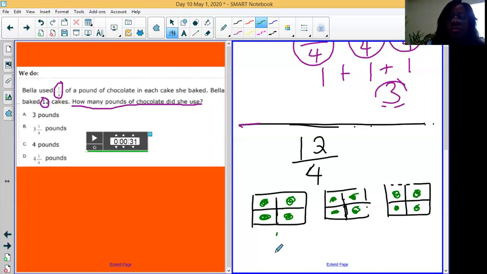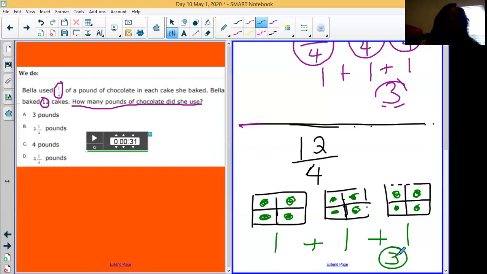I have one whole picture shaded here, one whole picture shaded here, and one whole picture shaded here. 1 plus 1 plus 1 gives me 3 again. So my answer would be 3 wholes again. So no matter which strategy you use, you still get the same answer.